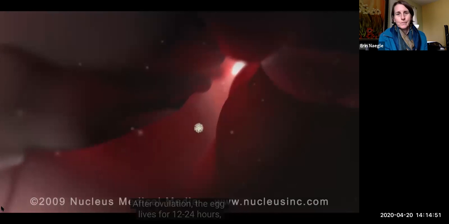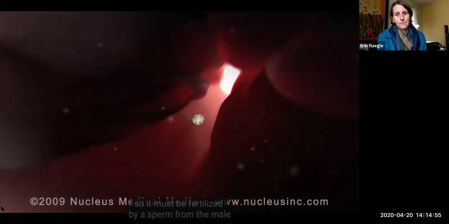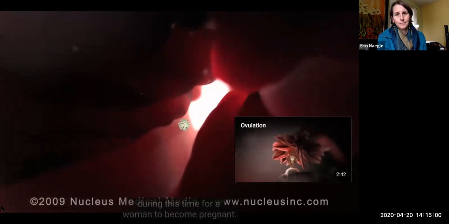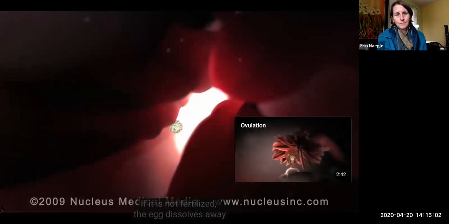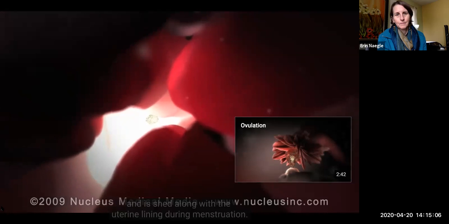After ovulation, the egg lives for 12 to 24 hours, so it must be fertilized by a sperm from the male during this time for a woman to become pregnant. If it's not fertilized, the egg dissolves away and is shed along with the uterine lining during menstruation.